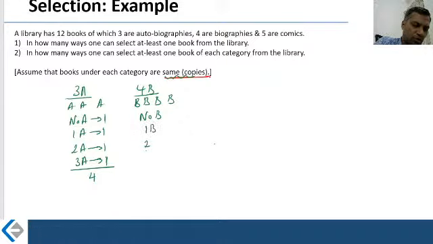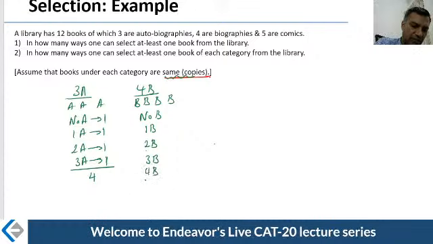So you may pick 1B. You may pick 2 B's also. You may pick 3 B's also. And you may pick all 4 B's as well. There is nothing wrong about it. Assume that, okay, you wanted to give it to your friends as well.